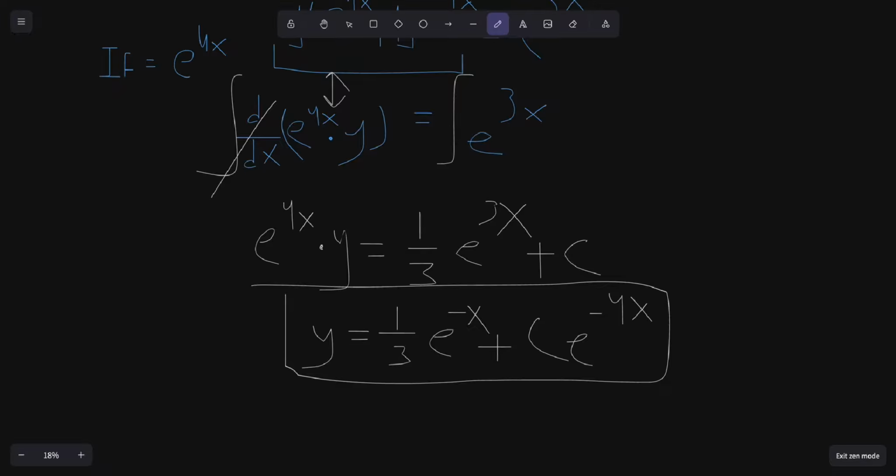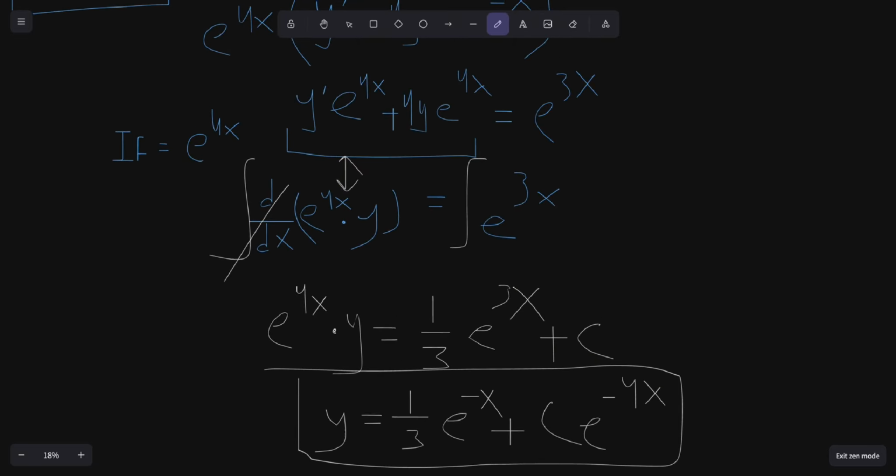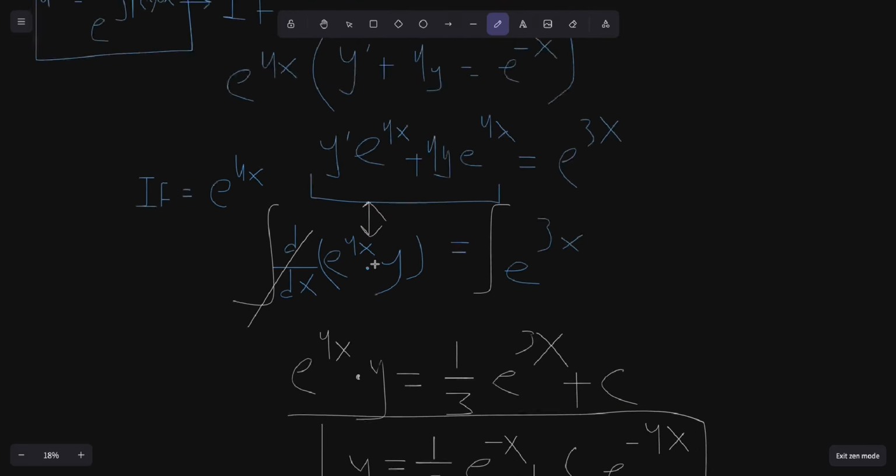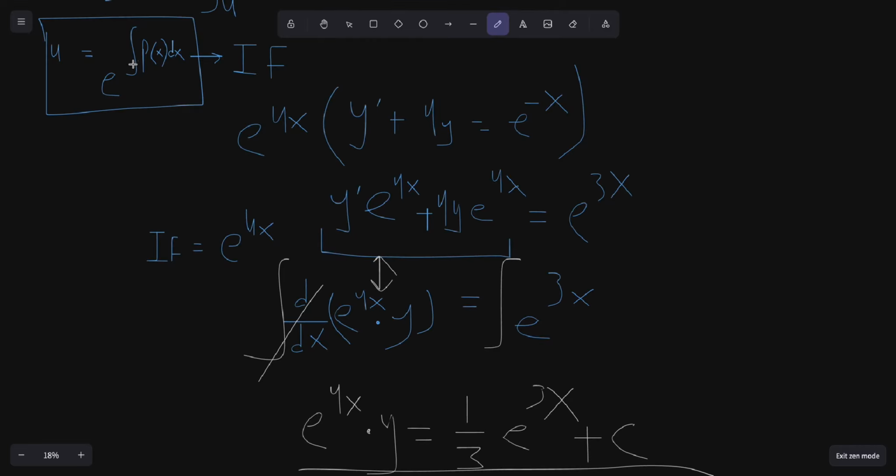And of course, if we were given an initial condition, just plug in the x values, that's going to be equal to some y value, you solve for the constant, and so on. The important thing to know about the integrating factor is that it's equal to e to the integral of p of x dx, and you're able to write it as a product rule.